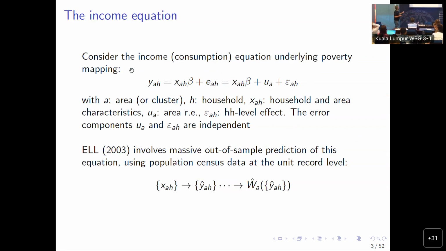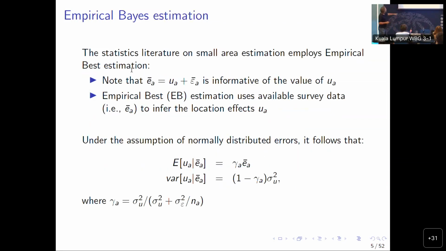If you observe that total error, which you do, for all the households in, say, area A, and you compute the average of that error, which is going to be U_A plus the average of the household-specific error terms of all the households that are sampled in area A, that variable is going to be highly informative of the location effect. So you will want to condition on that.